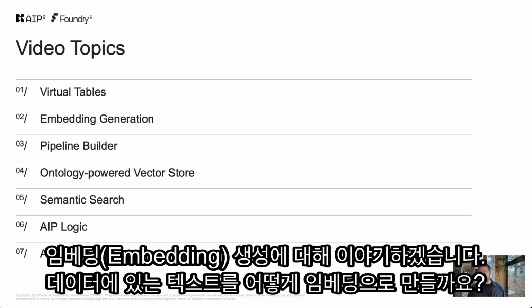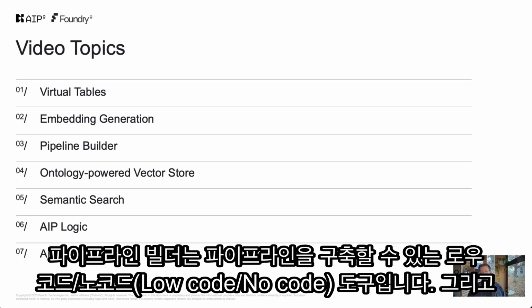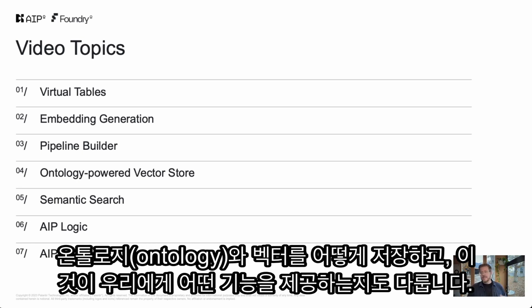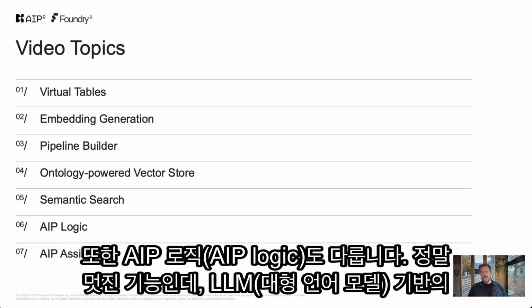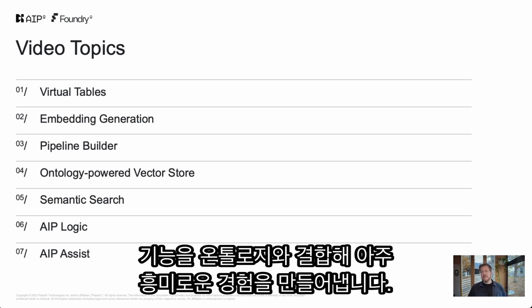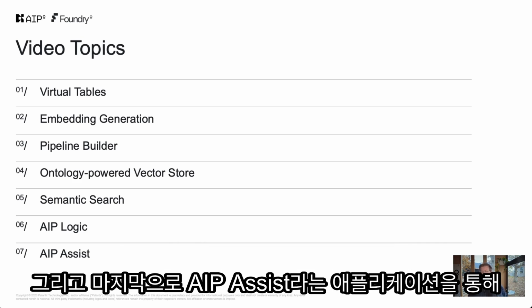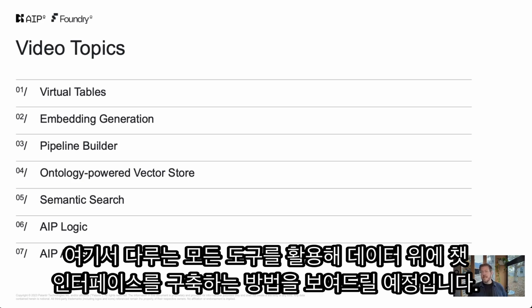It's pretty cool. We'll get into a little bit what that looks like to set up. Embedding generation, so we have some preformed text in that data. How do I create embeddings? Our pipeline builder, which is our low code, no code offering for building pipelines. And then the ontology and how we store vectors in the ontology and what that powers for us. And then semantic search. So how do I get away from keyword search to searching based on the semantic meaning of things? And then AIP Logic, which is really awesome. It's our LLM-based functions across our ecosystem, and how that plus our ontology really creates some pretty cool experiences. And then our AIP Assist is an application where we're going to build that chat interface on top of your data using all the tools here that we're looking at.